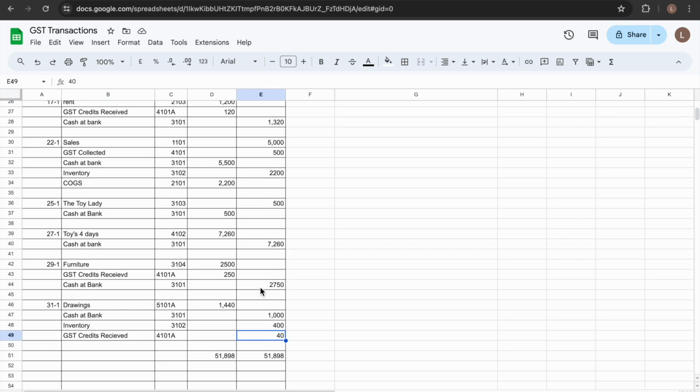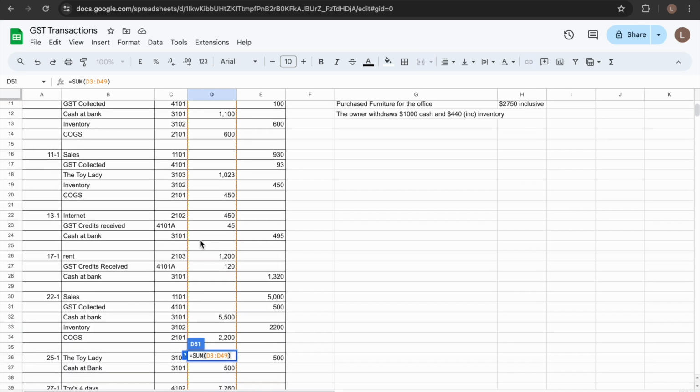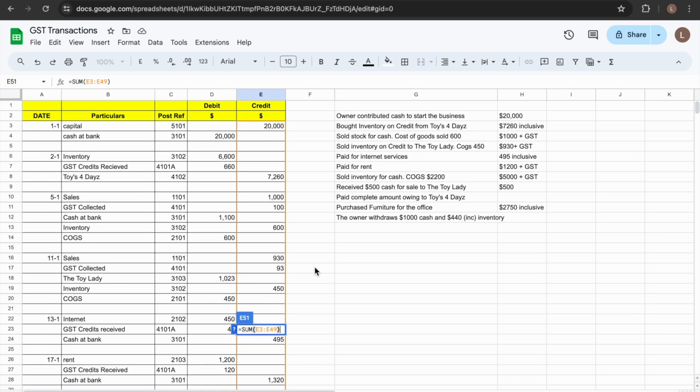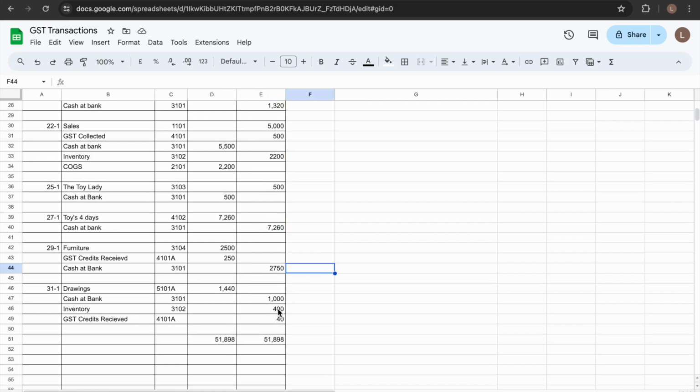Now, what I like to do is after I've done my general journal, okay, just to check to make sure I haven't missed anything or to make sure my numbers all add up, I'll just go sum, okay, and then just select all of my debits in here, okay, and then sum all of my credits in there. Now, because they equal and debits must equal credits, it means I've done it right.